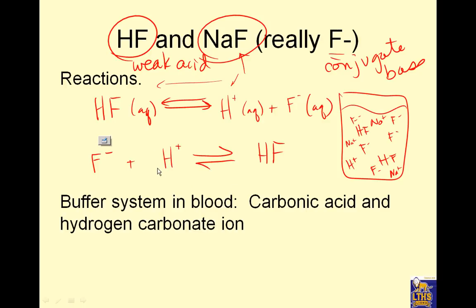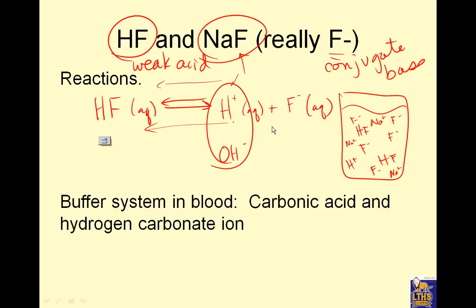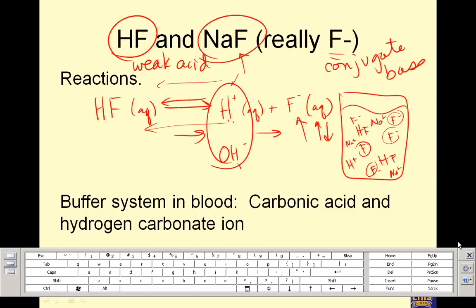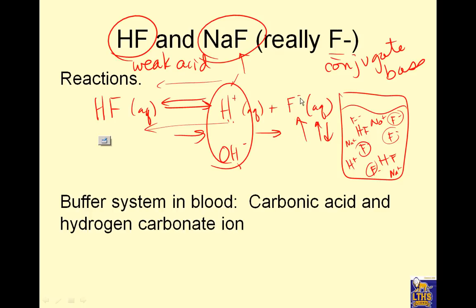If I add more H plus, it'll shift that way to keep control of pH. But if I add more base, like hydroxide, OH minus, it will take away this and shift this way, which is okay too, because there's extra F minus to keep this from going up too much or down too much. So these F minuses help keep this from going up or down too much. If I add acid or base to this equilibrium, it shifts either way based on what I'm adding, and the extra F minus keeps the pH regulated.